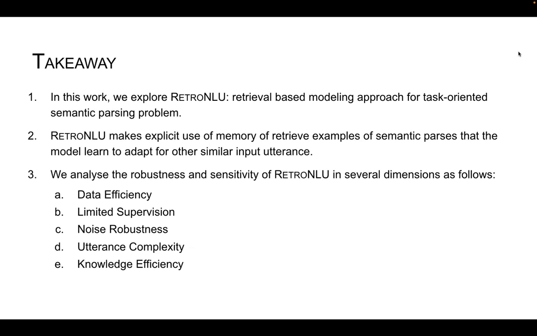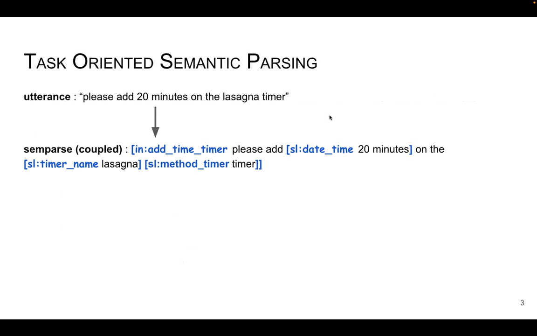instances. We analyze the robustness and sensitivity of our RetroNLU work across several dimensions, mainly on the side of data efficiency: how it works in a limited supervision setting, how robust the retrieval is with noise, whether the model performs well for complex utterances, and knowledge efficiency, how much knowledge we need to add to make the model much better.